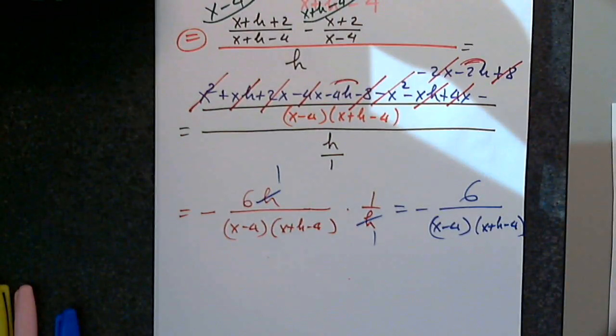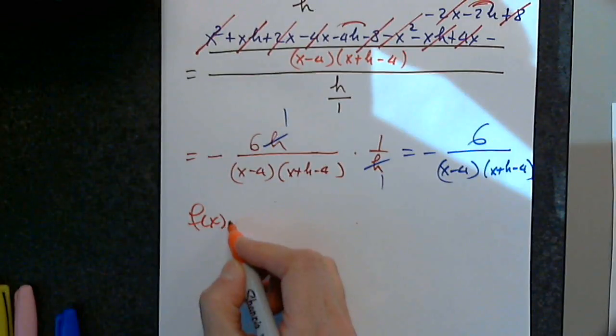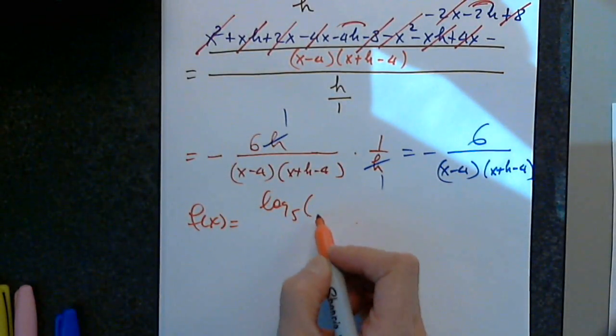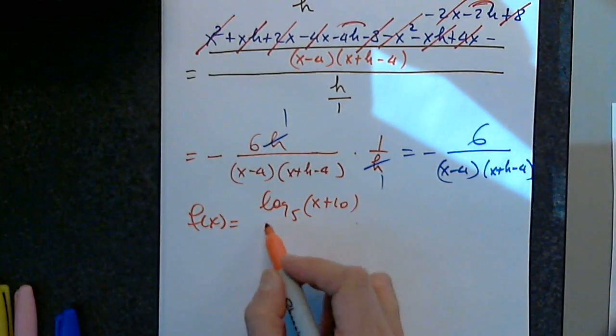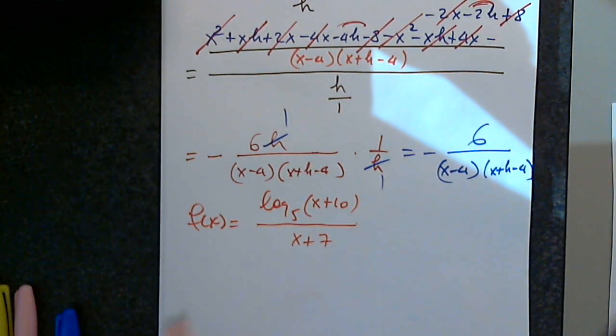Okay, the next problem. What about number 7? F of x equals log base 5 of x plus 10 over x plus 7. Look for restrictions. Yes. How many? 2. Exactly.